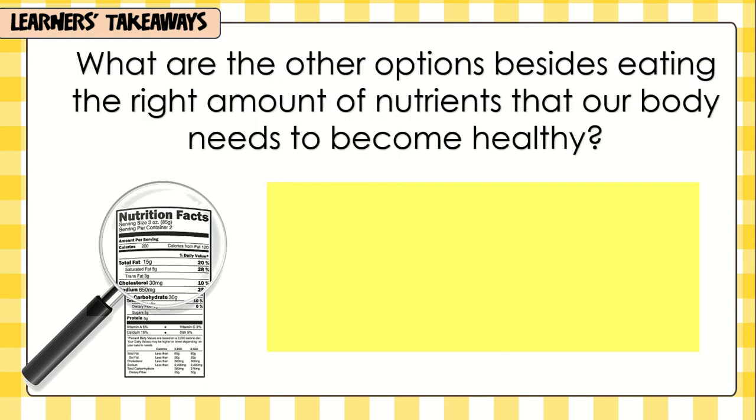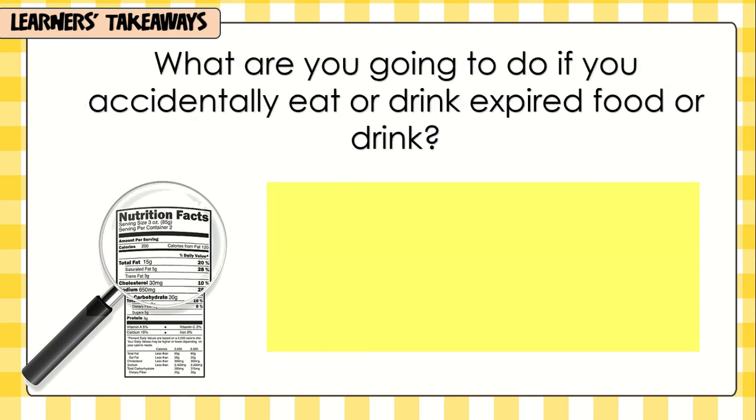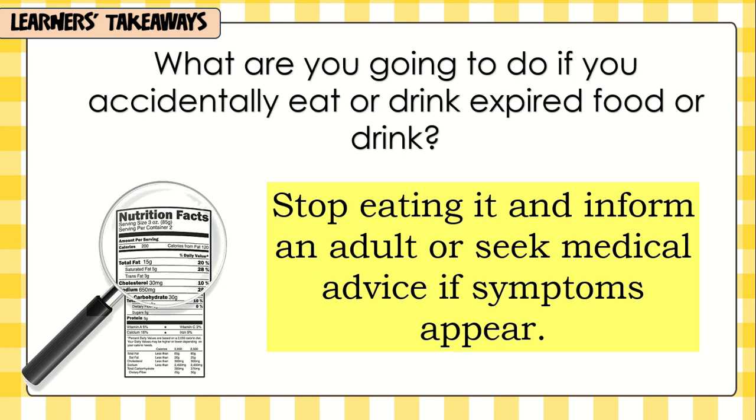What are the other options besides eating the right amount of nutrients that our body needs to become healthy? Very good. Regular exercise, drinking enough water, and getting enough sleep help maintain health. What are you going to do if you accidentally eat or drink expired food or drink? You're right. Stop eating it and inform an adult or seek medical advice if symptoms appear.